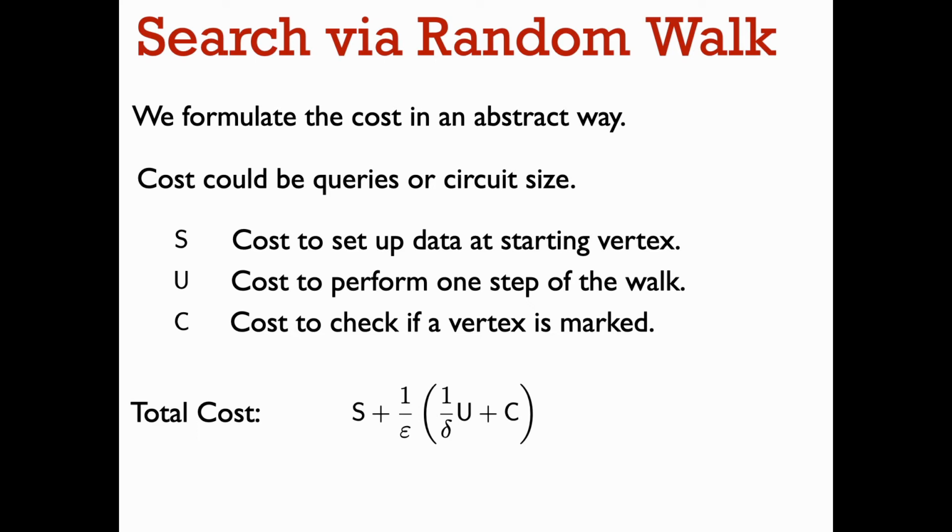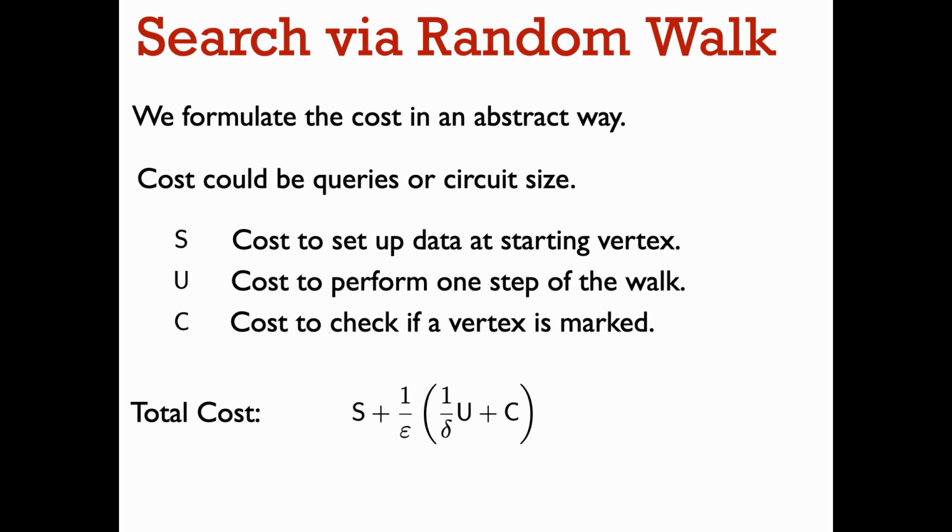The initialization cost, S, we only incur once at the beginning of the algorithm. We always begin from the same vertex when we restart our walk, so we don't incur this cost again when we restart the walk. The total number of times we check is 1 over epsilon, so we have a cost of 1 over epsilon times C.